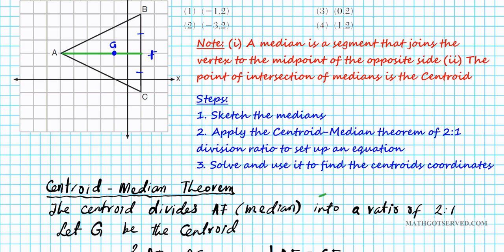So it splits it into the ratio 2 to 1. This side here is 4, and this is 2. Do you see the 2 to 1 ratio here? If you take half of 4, you get 2. So 2 to 1, you see that ratio there. Excellent. So this is the centroid just using one median. Now, what's the coordinate of this point? -1, 2. Our answer is option number 1.